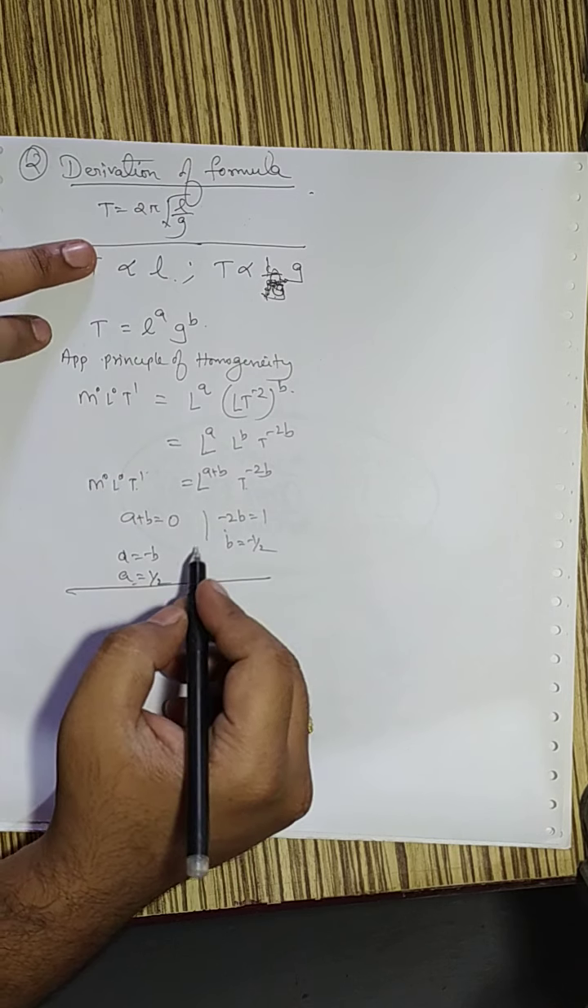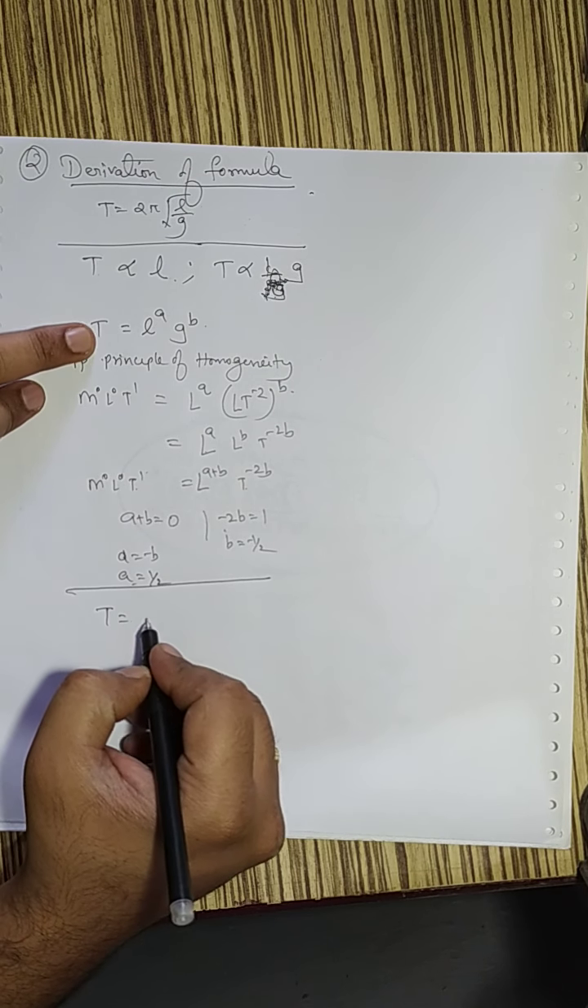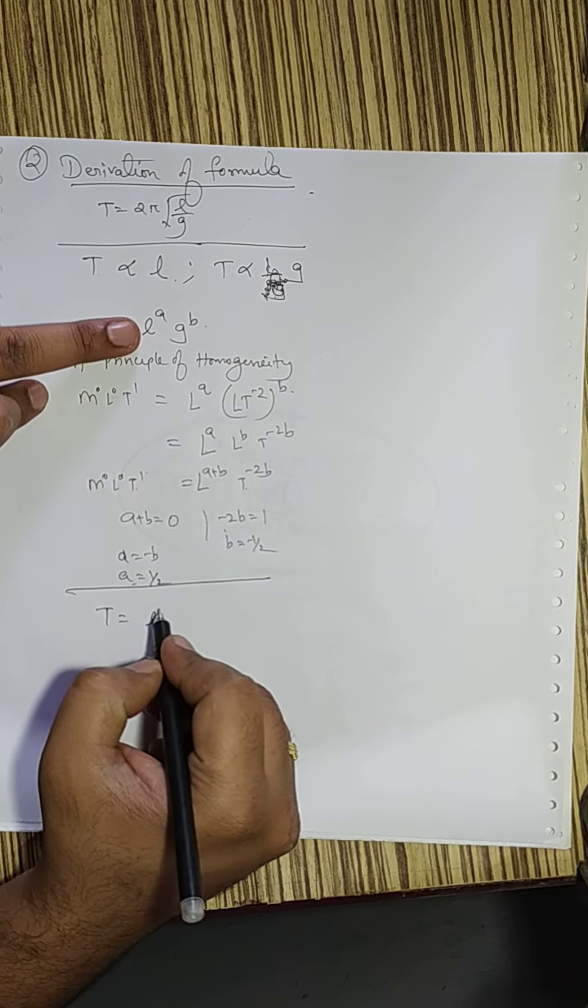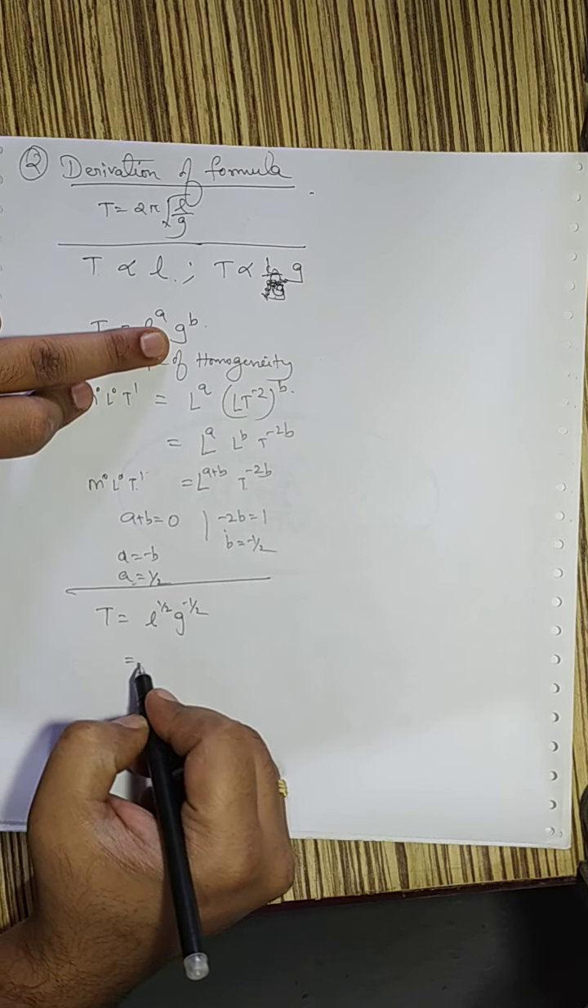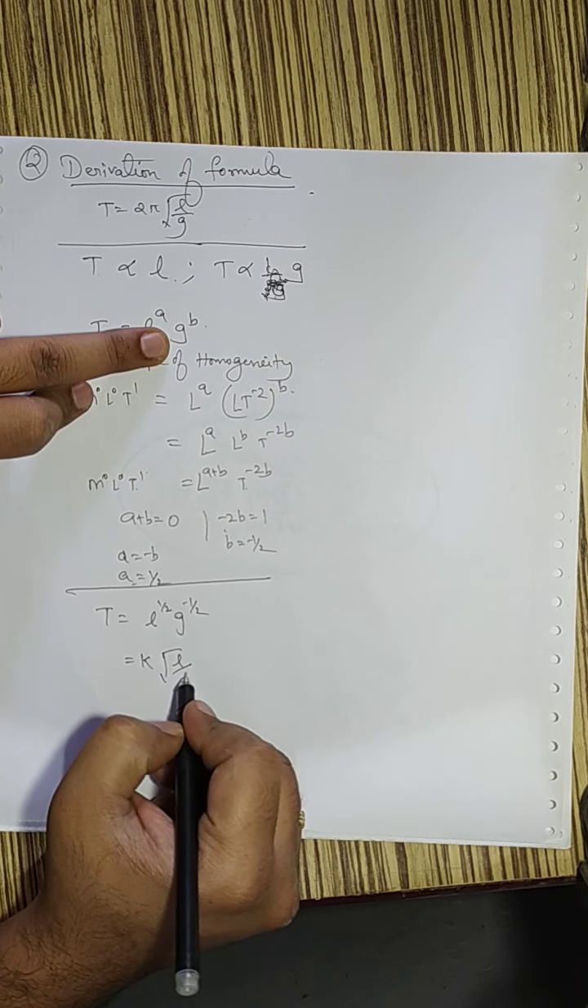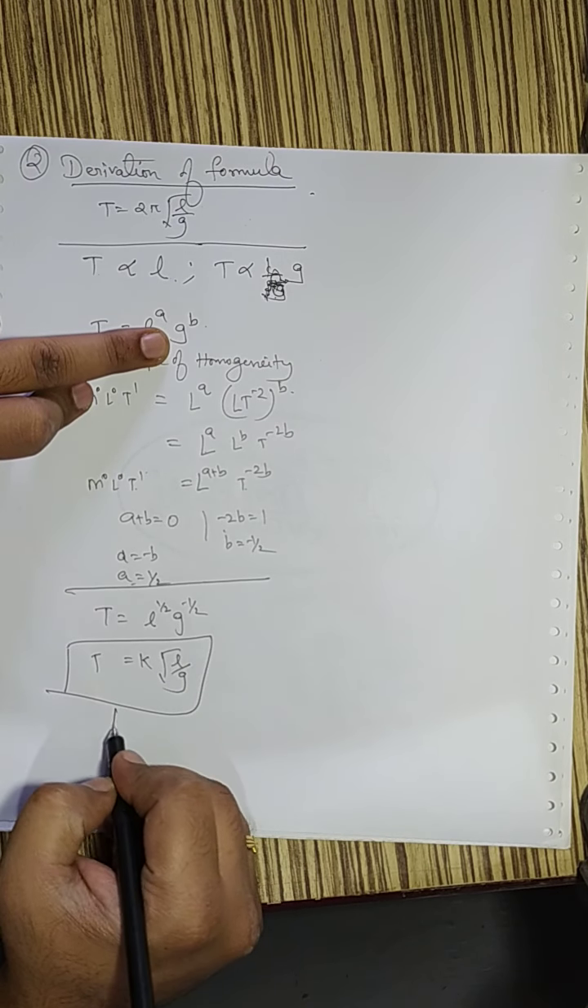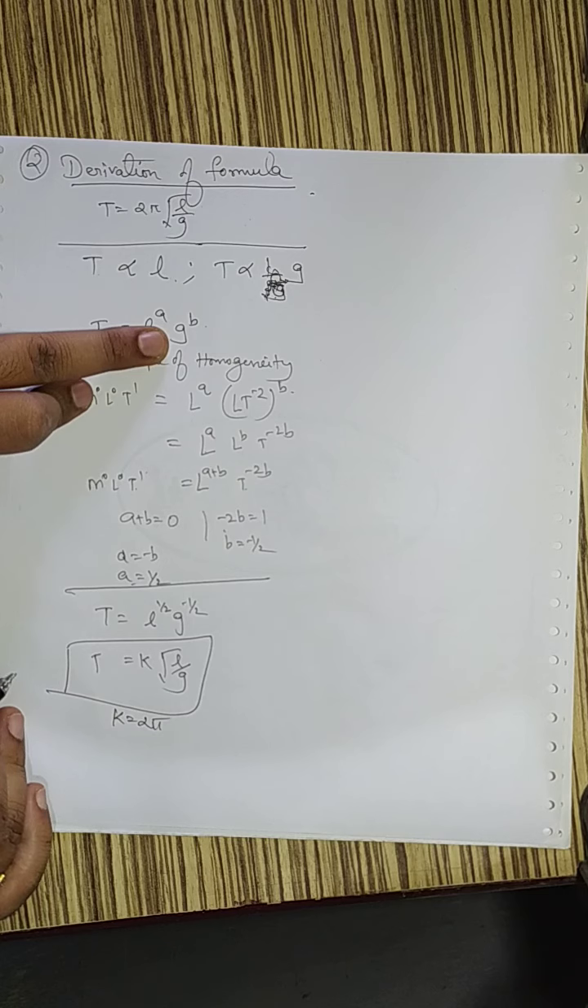If we use these values here, we get T equal to L to the power 1 by 2, g to the power minus 1 by 2. So we get T equals some constant K root L by g. The value of K equal to 2 pi is obtained by some experiment.